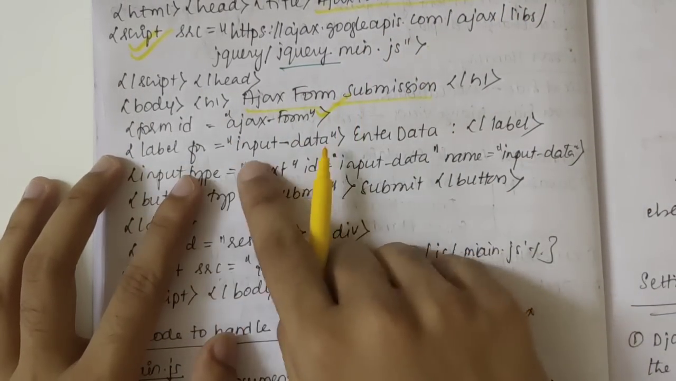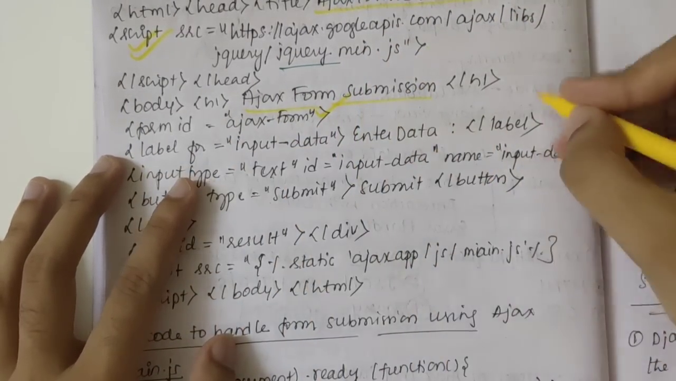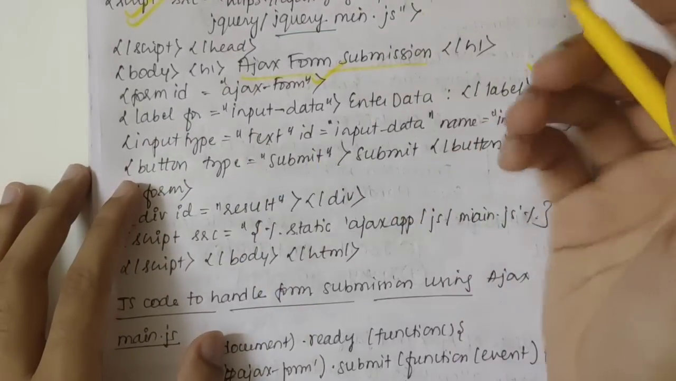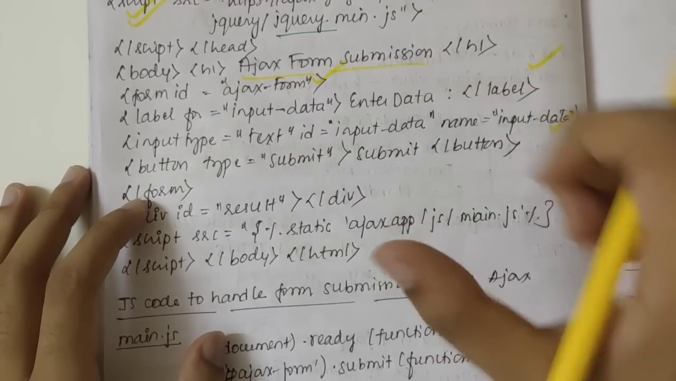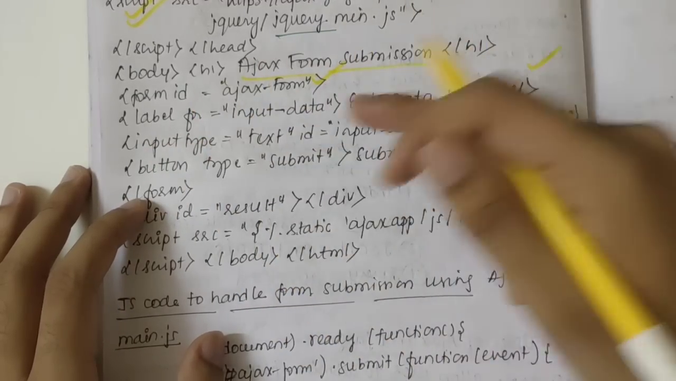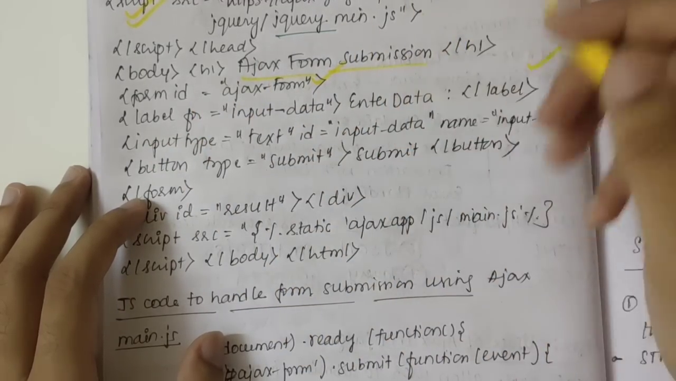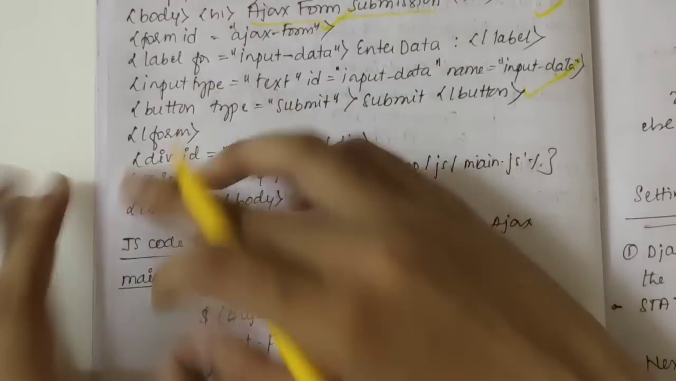Then label for input data, I am entering the data here. Next, input type is text, so the input which I have entered is text. And after that, I have a button also here, that is button type is equal to submit, and here it is the submit button, and the form part ends here.